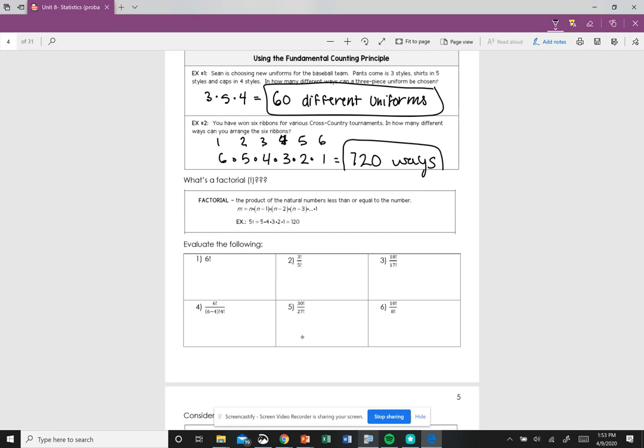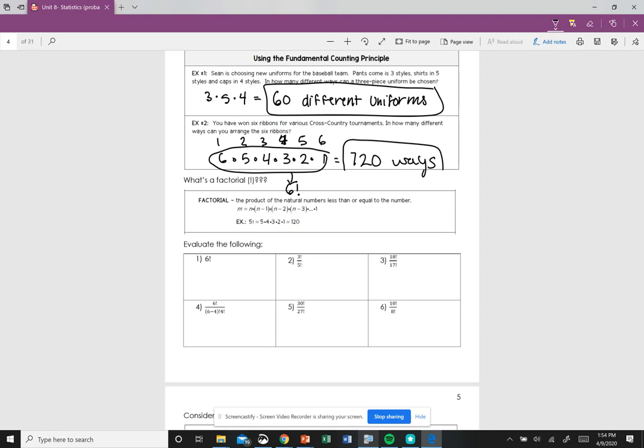Okay, this process right here of doing 6 times 5 times 4 times 3 times 2 times 1, this is called a factorial. So this is a factorial. It's actually 6 factorial. And that little exclamation point is the factorial symbol. A factorial is the product of the natural numbers less than or equal to the number. So n factorial would be n times n minus 1 times n minus 2 times n minus 3. In other words, 5 times 4 times 3 times 2 times 1 would be 5 factorial. In the case that we had above, we had 6 factorial, 6 times 5 times 4 times 3 times 2 times 1. And that was ways to arrange ribbons.